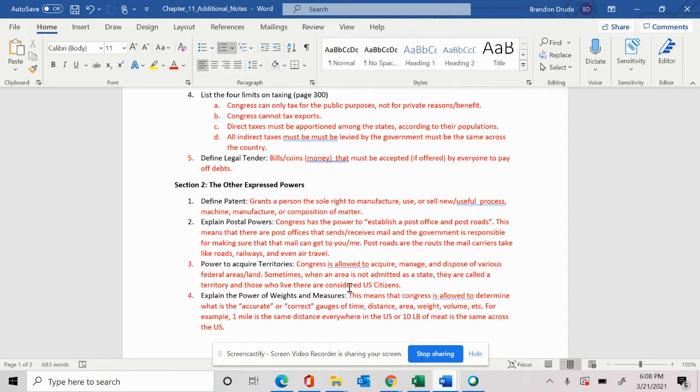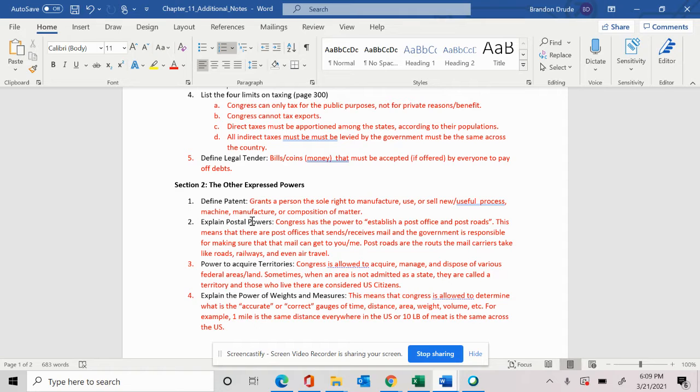So this is talking more about express powers that Congress has. So what is a patent? Patents grant you the sole right to manufacture, produce, process, and basically own whatever you make.